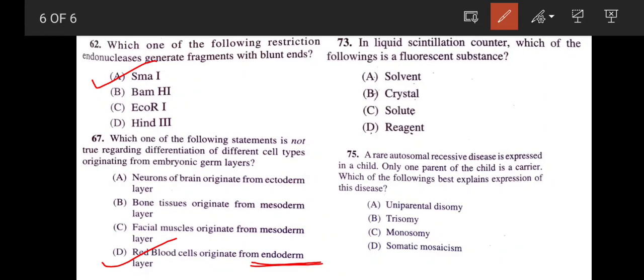Next question, in liquid scintillation counter, which one of the following is a fluorescent substance? The correct answer would be your solute.